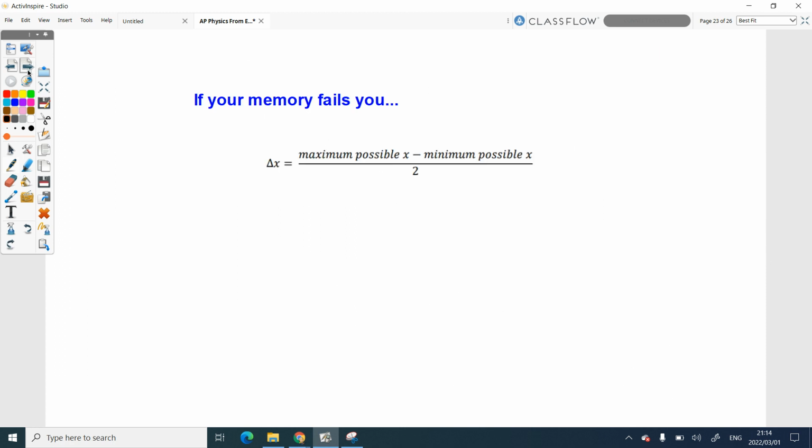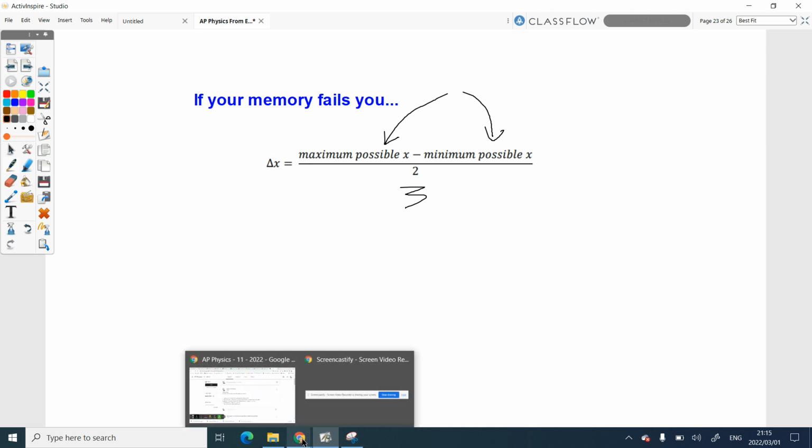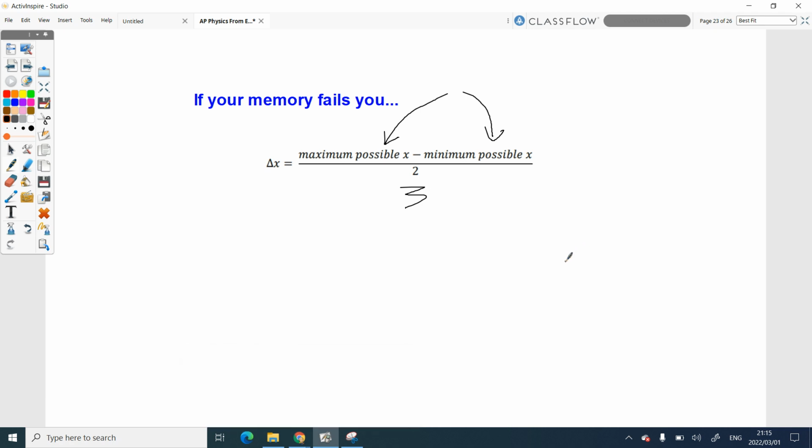All right. Like I said, if all else fails, you can always go back to this. The maximum value minus the minimum value divide by 2. All right, and that is how we do it. If it's a little bit confusing, don't worry. We are going to practice it, and it will get easier. And I'm also going to talk through the worked examples with you so that you can get an idea of how this works.